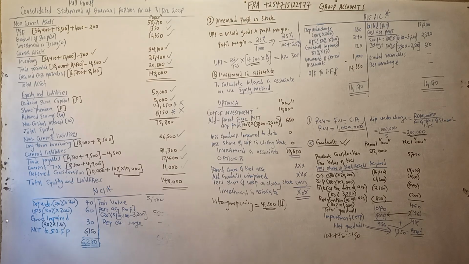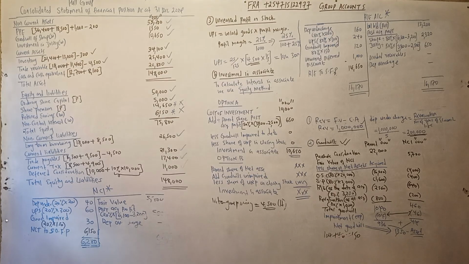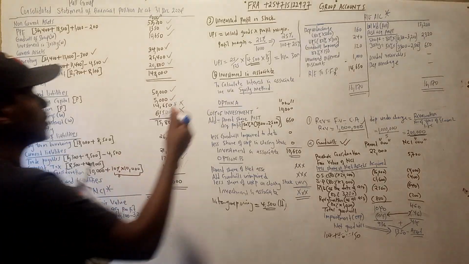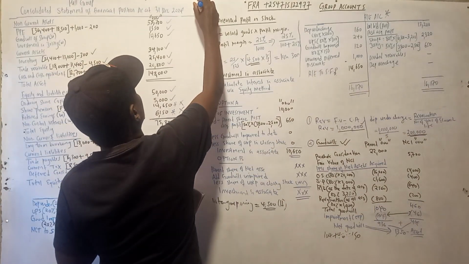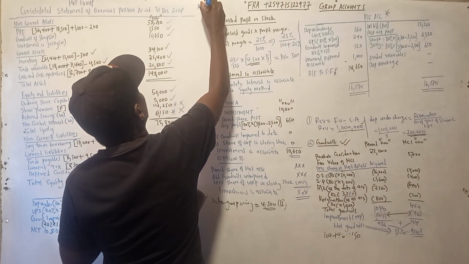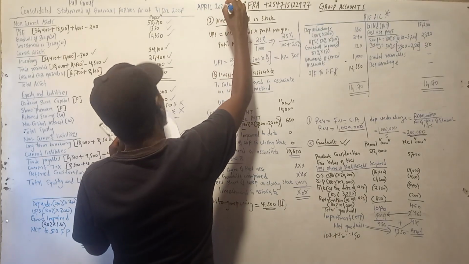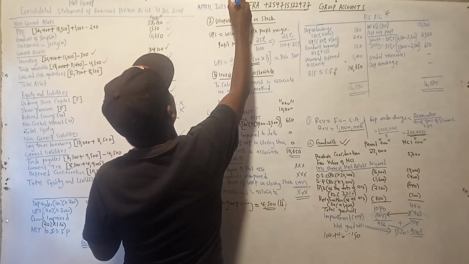So this is lesson 5 of financial reporting. In lesson 4 we did a question of April 2025, question 3. I did not indicate it, but the question we did was for April 2025, question 3.